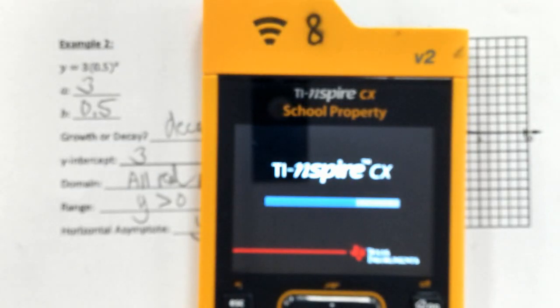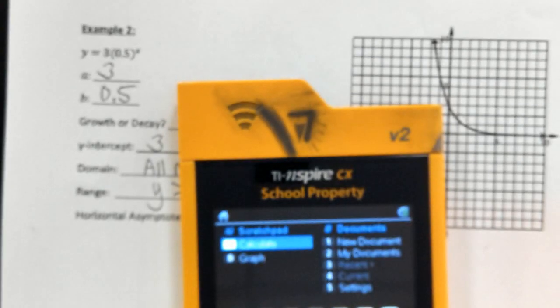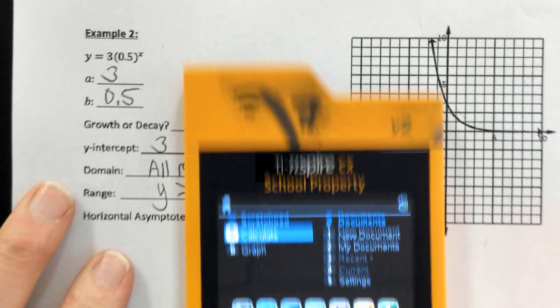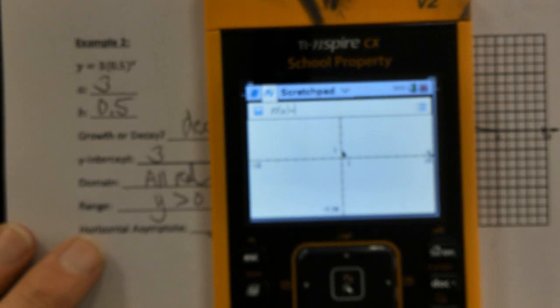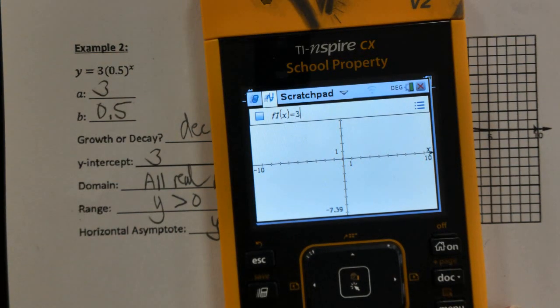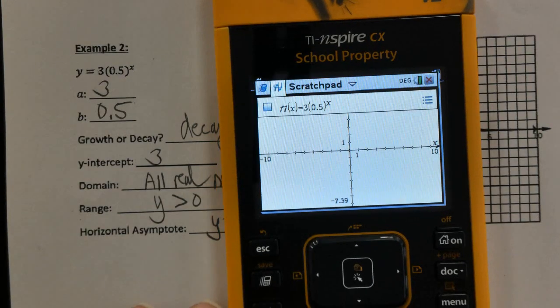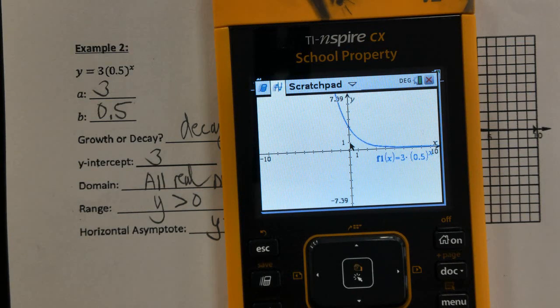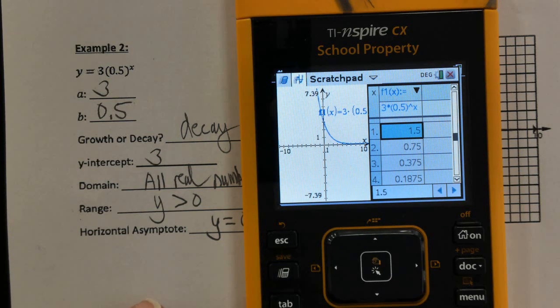All right, so now we got one. So I go down here to the graph, and I'm going to plug this in. 3, open a set of parentheses, 0.5, close, and raise it up to the x power. All right. Here's my graph. Control T is what gives me the table of values. And now let's take a look and see what's happening here.